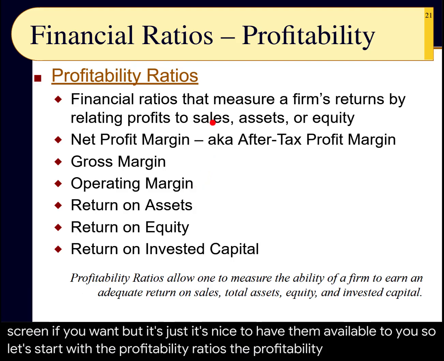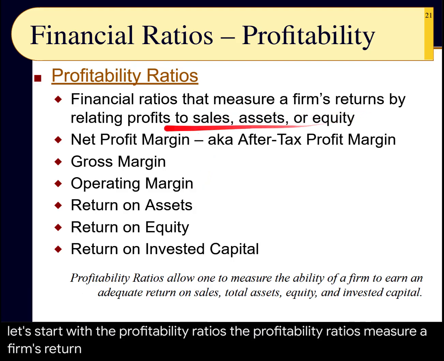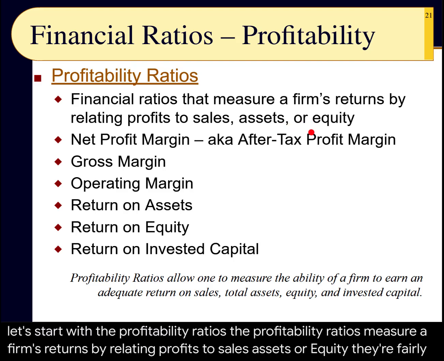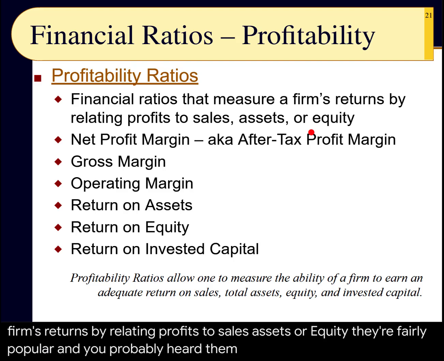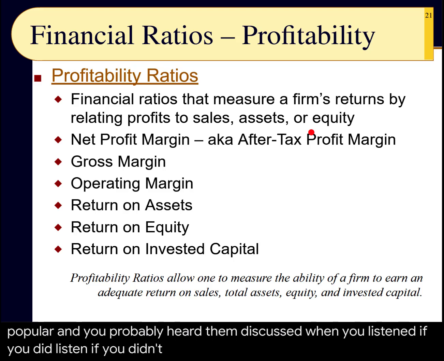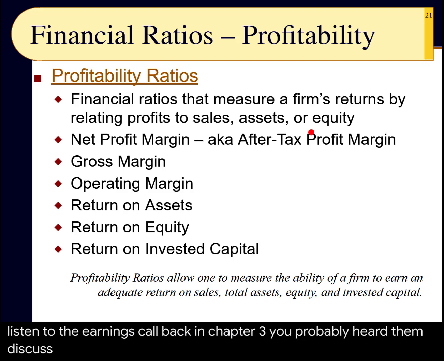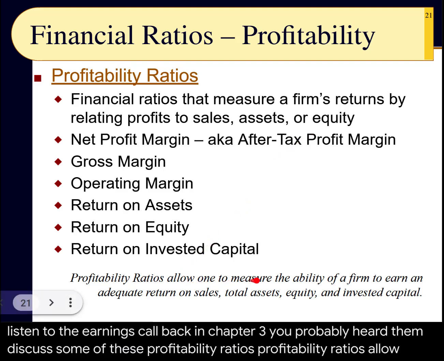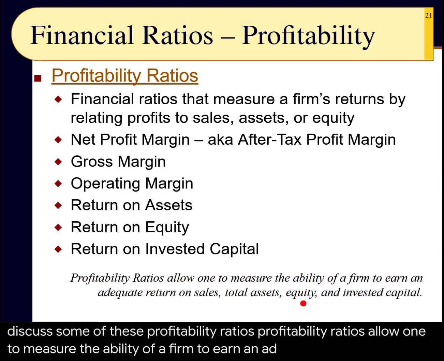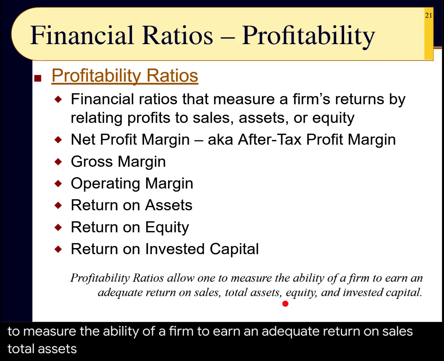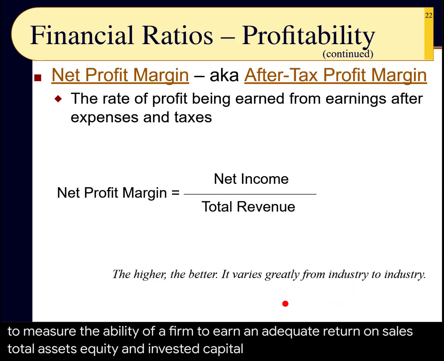The profitability ratios measure a firm's returns by relating profits to sales, assets, or equity. They're fairly popular, and you probably heard them discussed if you listened to the earnings call back in Chapter 3, if you did listen, if you got the PDF file. You probably heard them discuss some of these profitability ratios. Profitability ratios allow one to measure the ability of a firm to earn an adequate return on sales, total assets, equity, and invested capital.